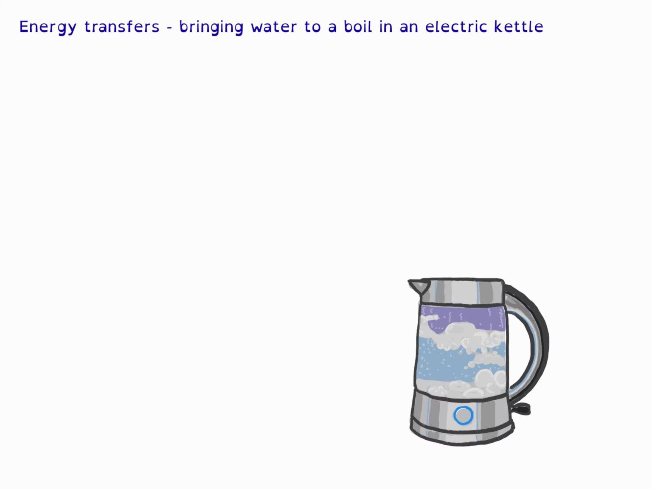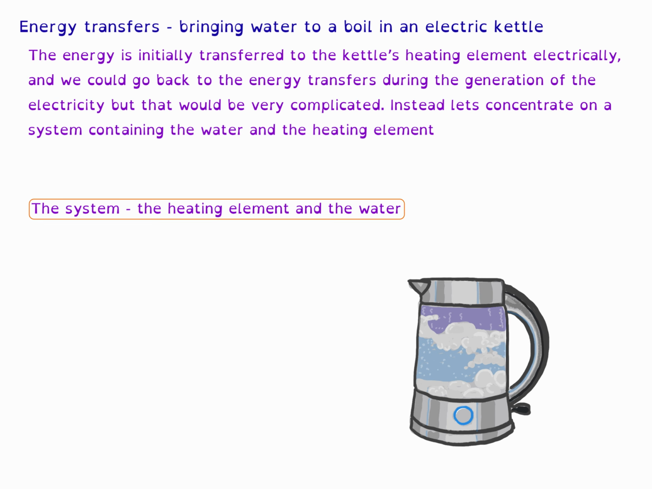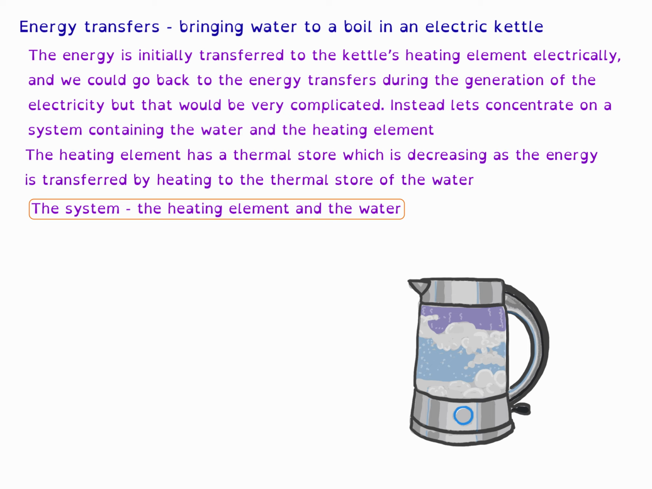In this example, we are bringing water to the boil in an electric kettle, and the system is the heating element and the water. The energy is initially transferred to the kettle's heating element electrically, and we could go back to the energy transfers during the generation of the electricity, but that would be very complicated. Instead, let's concentrate on the system containing the water and the heating element. The heating element has a thermal store which is decreasing as the energy is transferred by heating into the thermal store of the water.